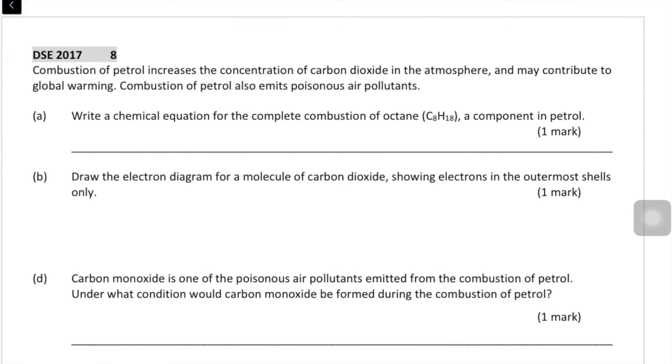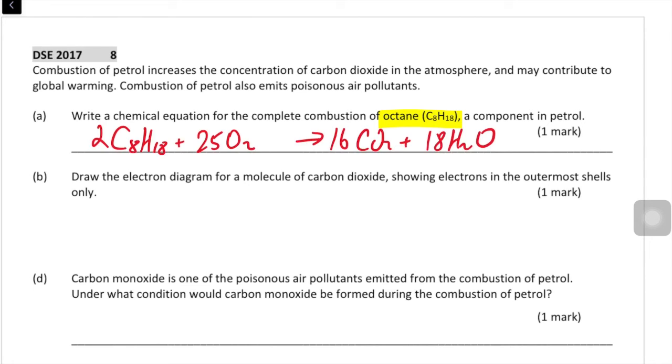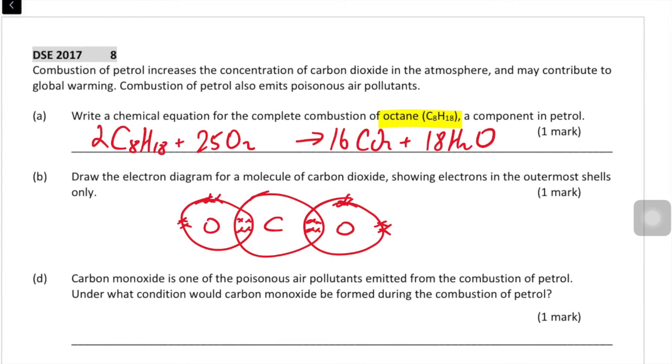The second one is the combustion of octane. So you are given the formula. Here shows. Because we don't want to have fractions or decimal places in the coefficients, we times the whole equation by 2. Next one is easy, the molecule of carbon dioxide. So don't forget it is covalent bond and double bond. And here shows. Don't forget all these are electron pairs.